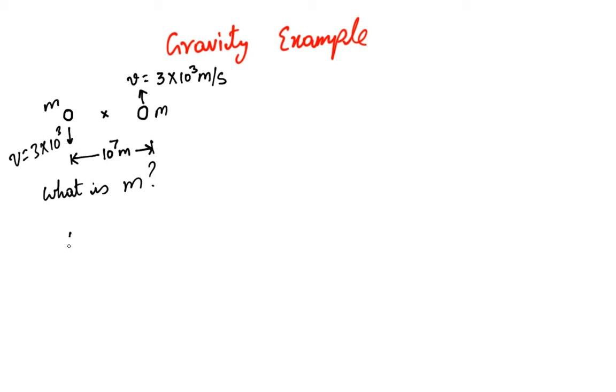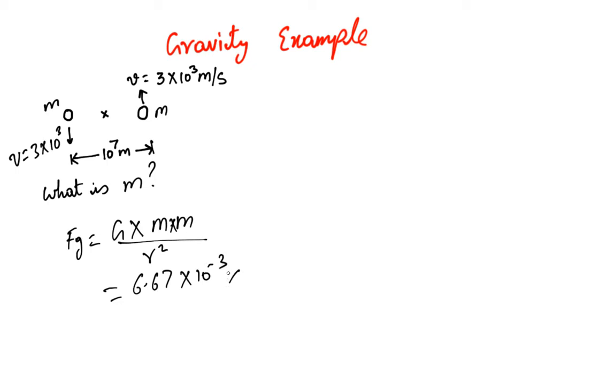Well, the force of gravity, Fg, is going to be G multiplied by m times m divided by r square, which is going to be 6.67 multiplied by 10 power minus 11 multiplied by m square divided by r square, which is 10 to the power 14, because 10 power 7 multiplied by 10 power 7 gives you 10 power 14.